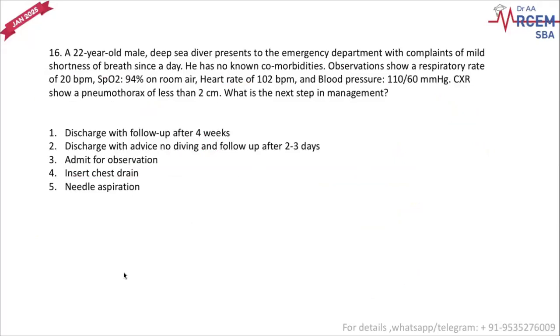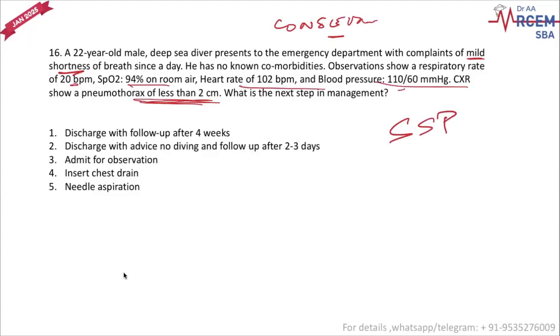A 22-year-old male deep sea diver presents to the emergency department with complaints of mild shortness of breath since a day. He has no comorbidities. Observations are as follows, and this looks grossly normal. X-ray shows a pneumothorax of less than 2 centimeters. What is the next best step in the management? Mild breathing difficulty, so we have conservative management. There is nothing suggestive of a secondary spontaneous pneumothorax, so it is a primary spontaneous pneumothorax.